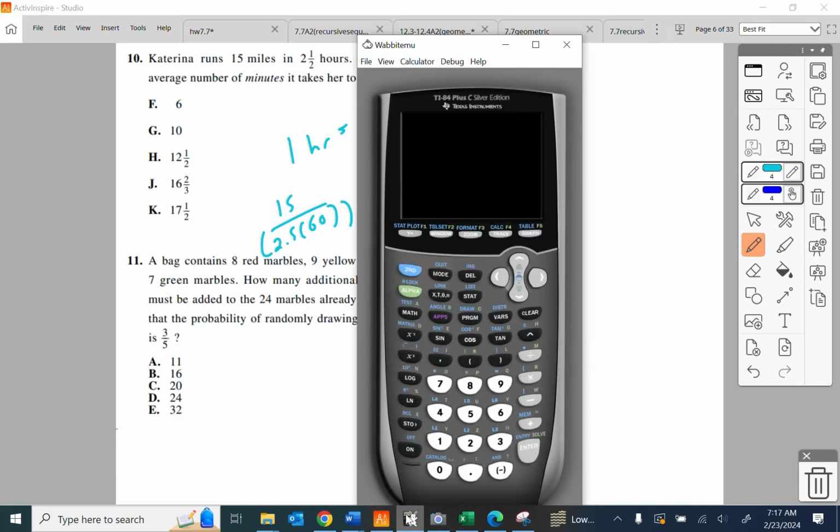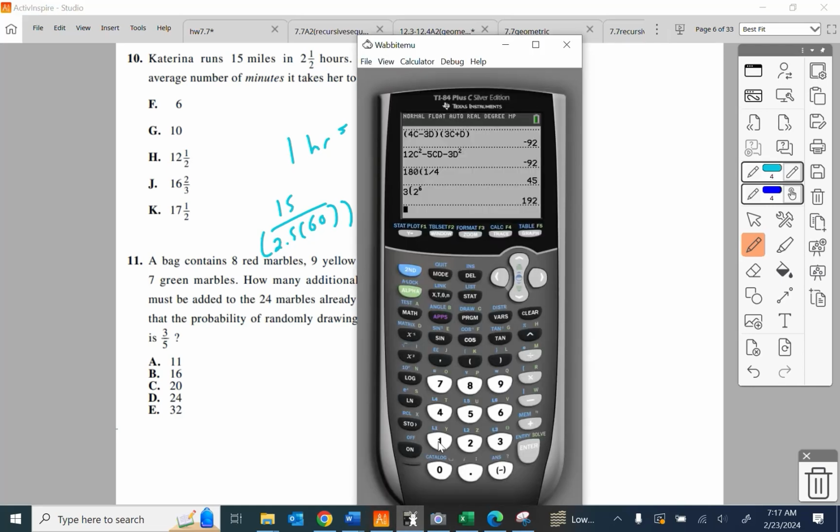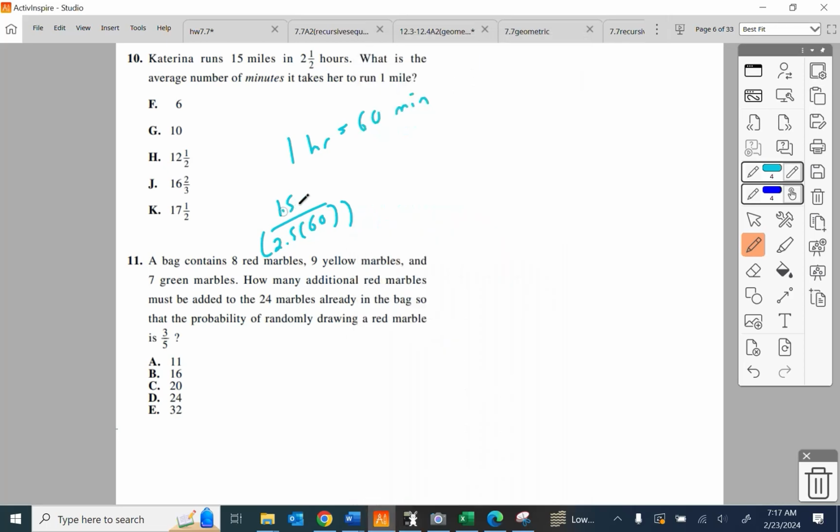There might be an easier way of doing this. I might be making it more complex. 15 divided by 2.5 times 60. So here we go. She's actually doing pretty good. This is miles per minute. She is running 1/10 of a mile per minute. So therefore it takes her 10 minutes.